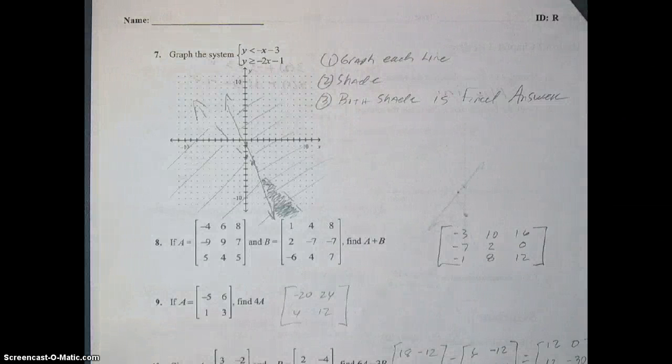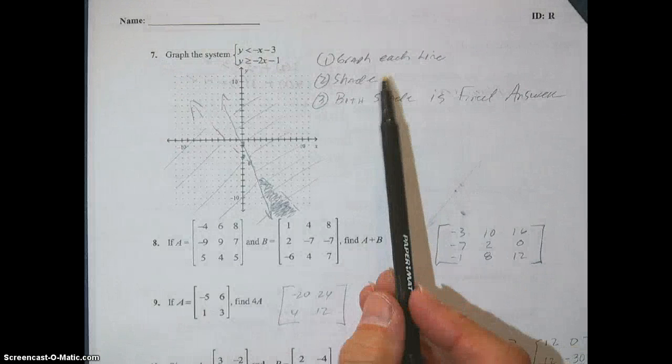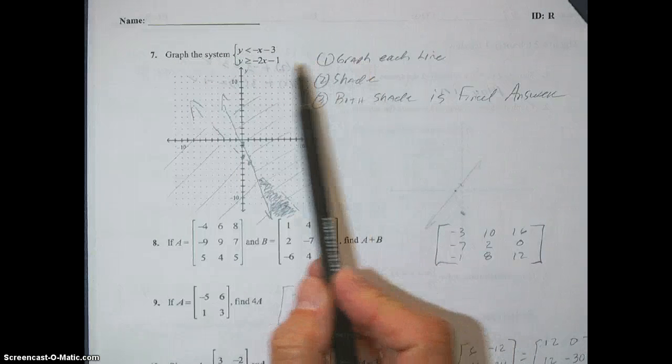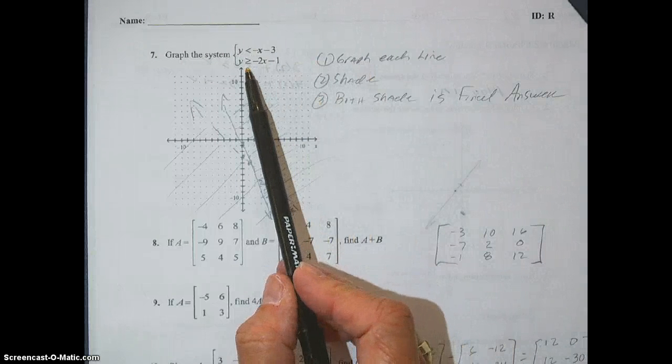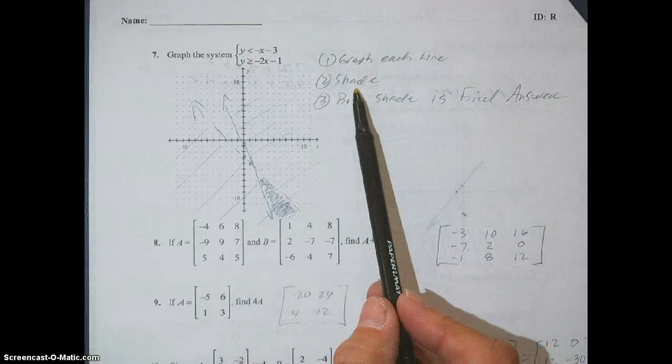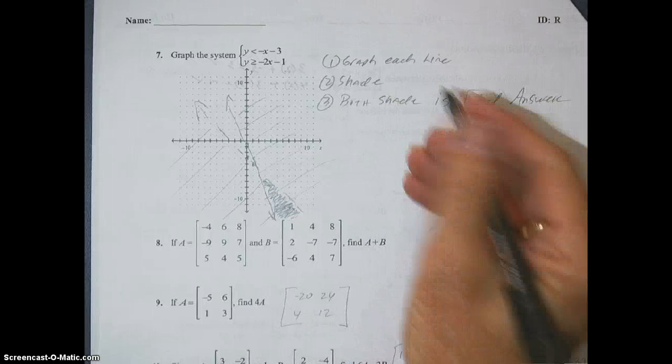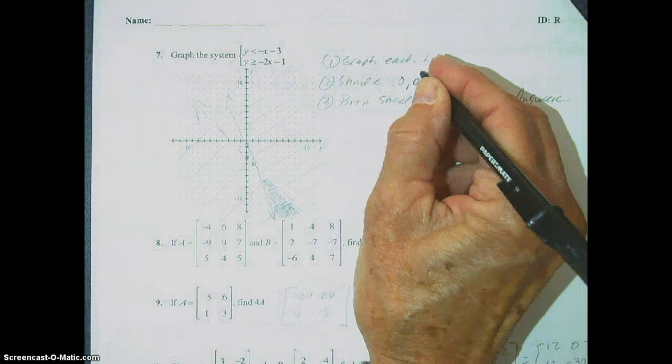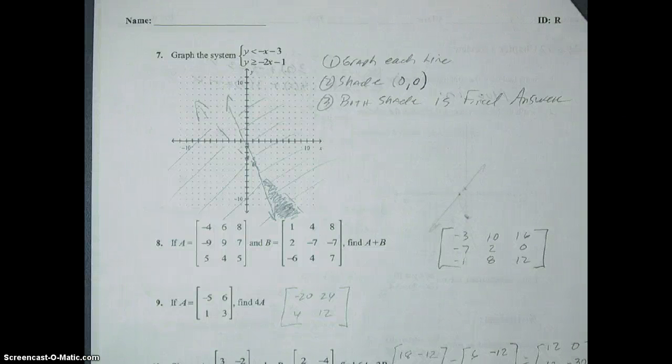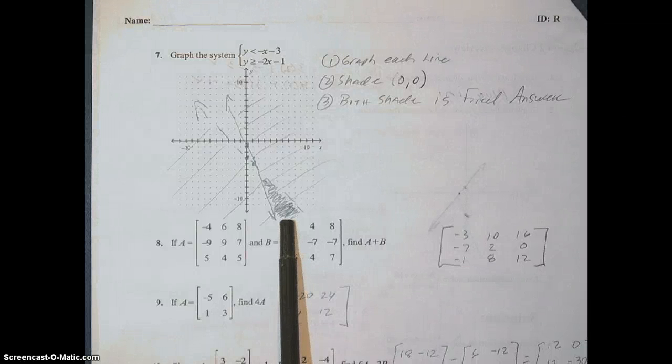On page 2, graphing inequalities, you can see the 3 steps. You want to graph each line, remembering you might have a dashed or a solid line. Then you decide where you shade, and the point that we put in to test is usually 0, 0. We shade both inequalities, and where they are both shaded is your final answer.